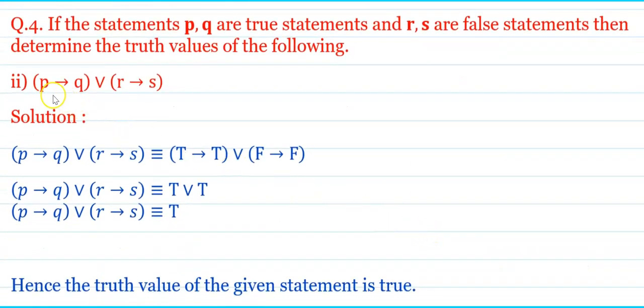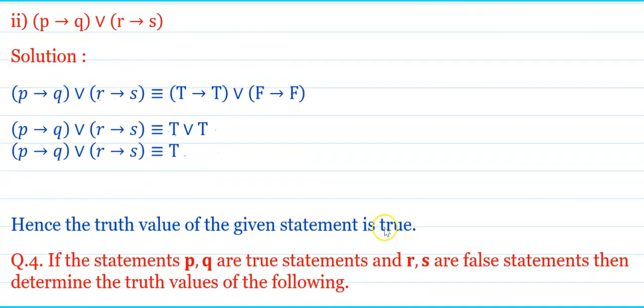Second one, again P and Q are true, R and S are false. Now see this, P implies Q in bracket complete, or R implies S, is equivalent to T implies T. T implies T gives T. R implies S, F implies F. Both are the same, so the implication is true. T or T is again T. Hence the truth value of the given statement is true.